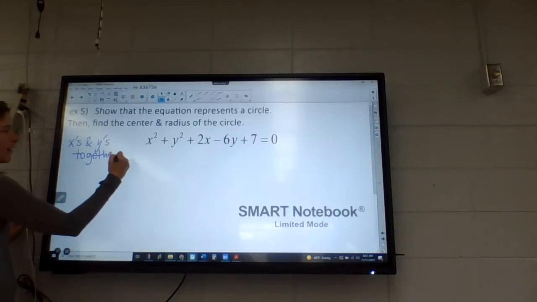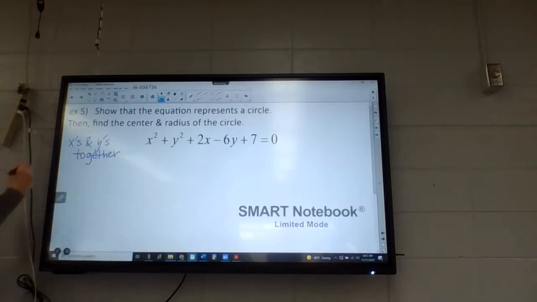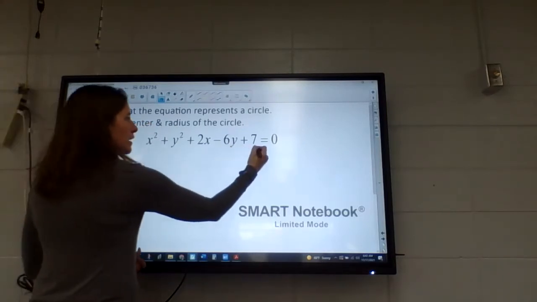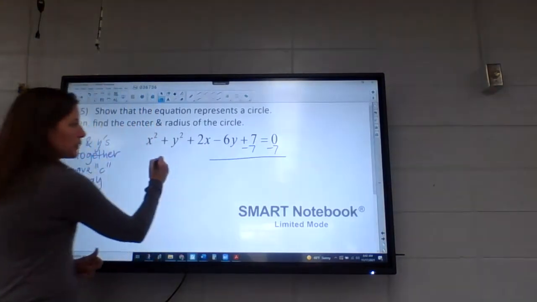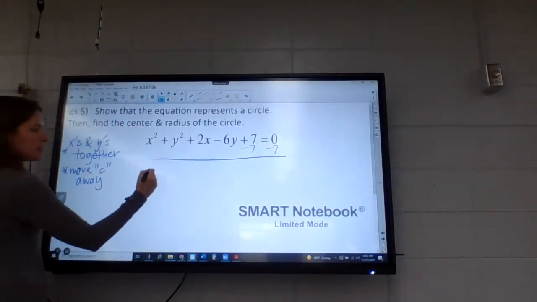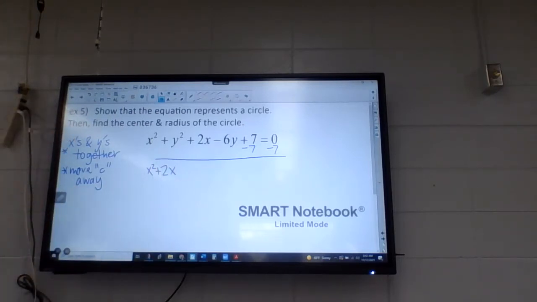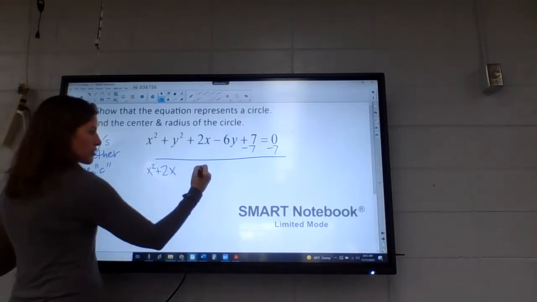And then I'm gonna call that like my C term because it's like a constant. So move that C term over. All right, so get the 7 over there. And then like I said, I'm gonna reorganize this. So I'm gonna put the x squared and 2x together. I'm actually gonna leave a little space. If you didn't, it'll be okay. Just rewrite it again.